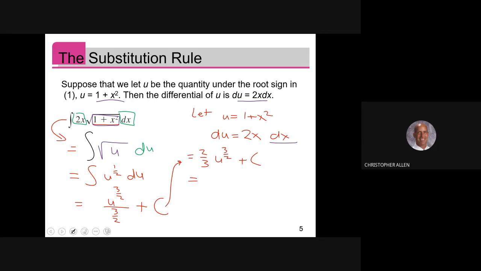But wait a minute. Did this problem have any u's in it? What was u? That's your answer. Oops. Don't forget the exponent.